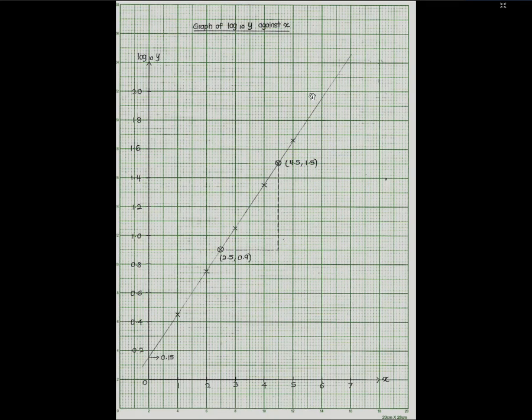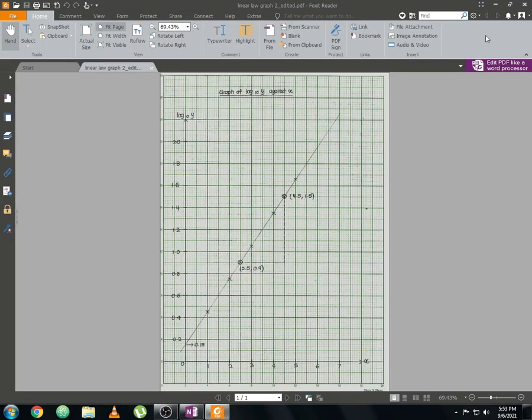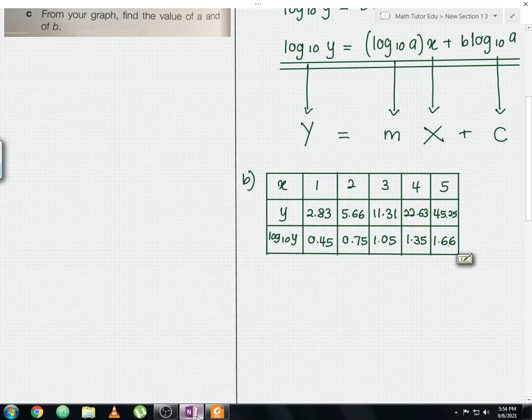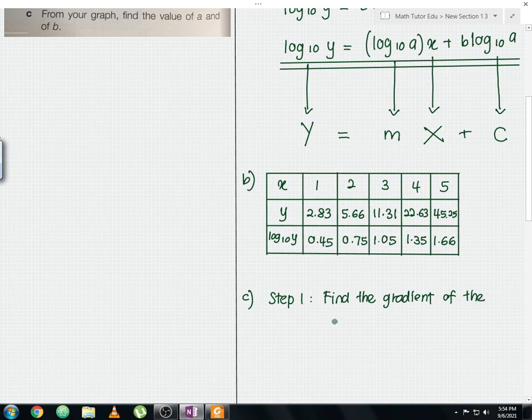Let me close this graph for now, as we're going to use this a lot for the question part C. So continue. So for the question part C, we are required to find the value of A and B. So to find the value of A and B, the first step what you're going to do is we're going to find the gradient of the graph. Let me write the step here. So the step 1, find the gradient of the graph.